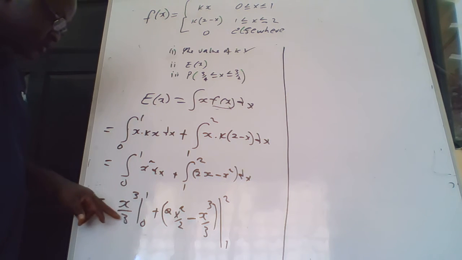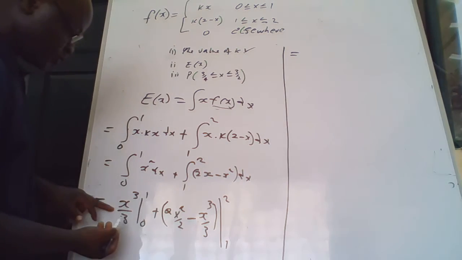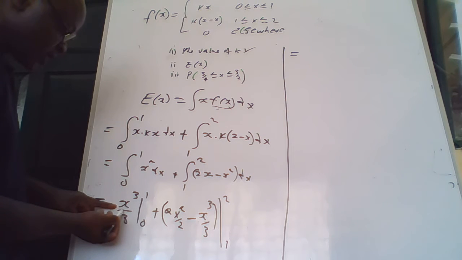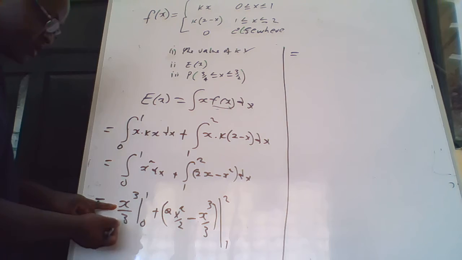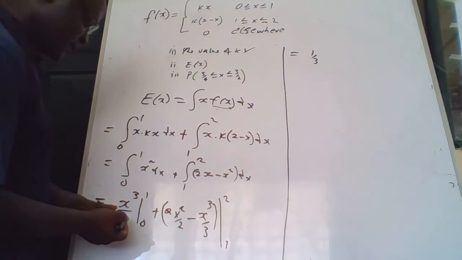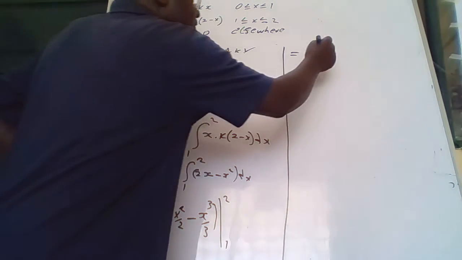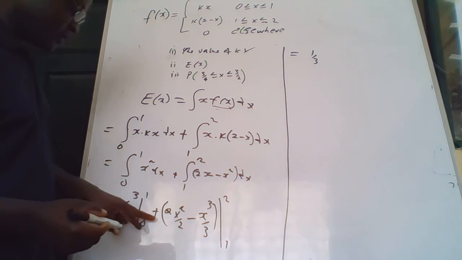Now here we can substitute the limits. So it equals the upper limit, which is 1, so we have 1 raised to 3, which is 1, all over 3. Then minus the lower limit, where there is x we put 0, it will be 0. So we remain with 1 over 3.